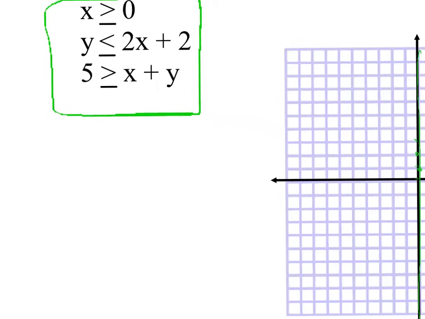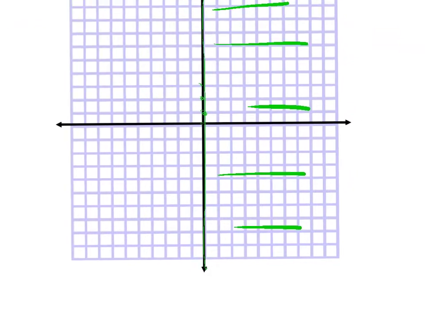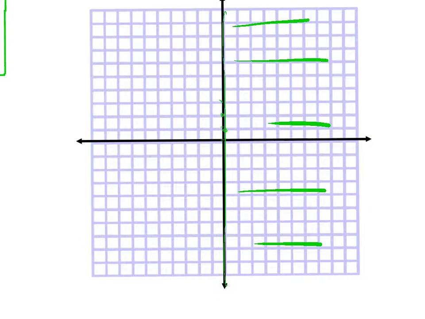Alright, then I look at my next one, which is y is less than or equal to 2x plus 2. So if I change my color here, let's go for some purple. I cross at a positive 2, and my slope is 2 over 1. Now it says that y is less than or equal to, so I can draw a solid line here. Sorry, I don't have a ruler. Okay, so I draw my solid line, it's less than or equal to, so now it's going to be shaded in here. And we'll go down that way, but remember I'm restricted on the y-axis there.